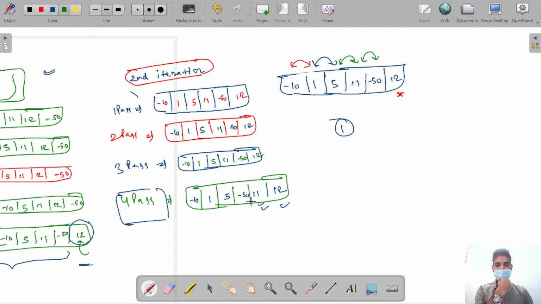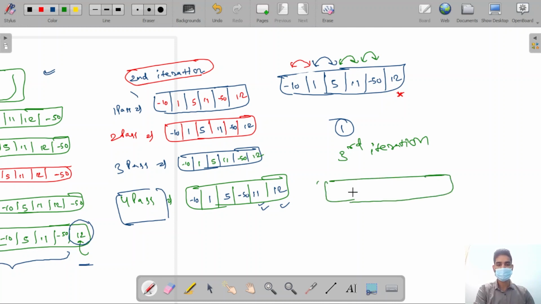At third, I am writing the answer of the third iteration. What will be the resultant array in the third iteration? This will be the resultant array: 2, 3, 4, 5, 6. 11 and 12 are at correct position. 5 will reach here. After that, minus 10 will stay here, 1 will stay here and minus 50 will be here. This is the answer. I want you to follow the same process, same algorithm, and create all the iterations in your copy or in anything.